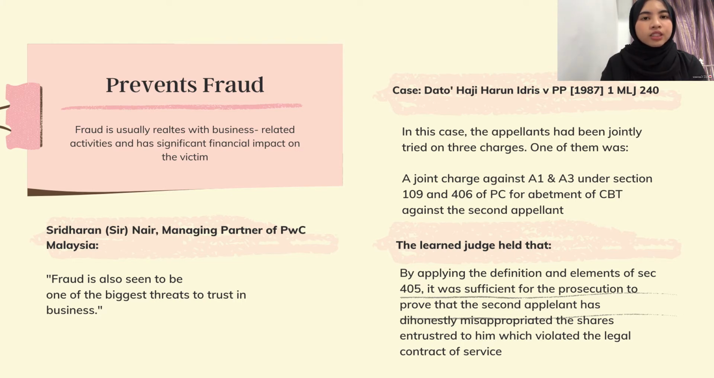This is reflected in the case of Datuk Haji Harun Idris against PP, where one of the charges was against Appellant 1 and Appellant 3 under Sections 109 and 406 for abetment of criminal breach of trust. The issue was whether the second appellant's act of dishonestly misappropriating the shares entrusted by the bank falls under Section 405 of the Penal Code. By applying the definition and elements of the offence, the court held that it was sufficient for the prosecution to prove that the second appellant had dishonestly misappropriated to his own use the shares entrusted to him, or that he had dishonestly used them in violation of the law and the contract of service prescribing the mode to discharge the trust.